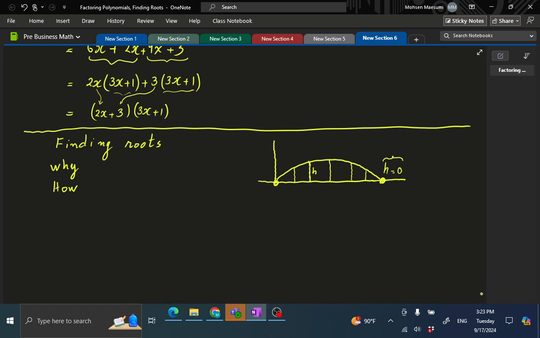Well, what does that have to do with business? It might be interesting for throwing a ball, and if you're a football player, maybe you're going to care about how to solve that, but how does that relate to business? Well, the functions that we study have a very wide range of applications. So you could be showing the profit of a company, and of course you want the profit, you want to make money, you don't want to lose money.